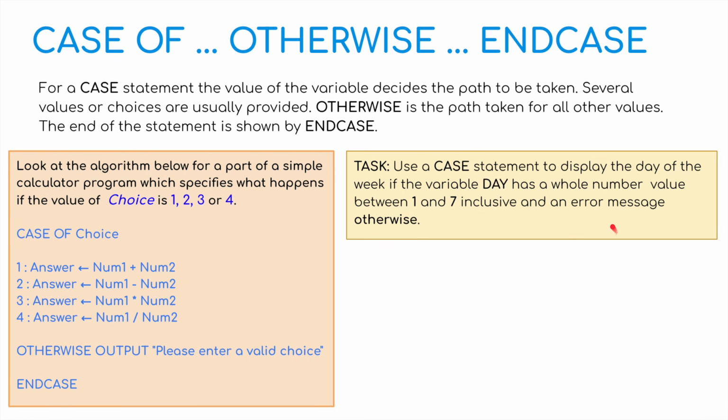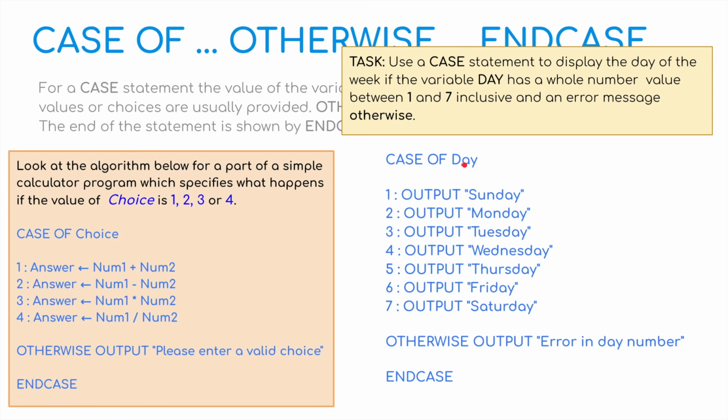Do you want to have a think about what this might be? We're looking at the days of the week. So use a case statement to display the day of the week if the variable day has a whole number value between 1 and 7 inclusive and an error message otherwise. There we go. Case of variable day, 7 choices, Sunday through to Saturday, otherwise the error in day number. Somebody's not entered 1, 2, 3, 4, 5, 6, or 7.